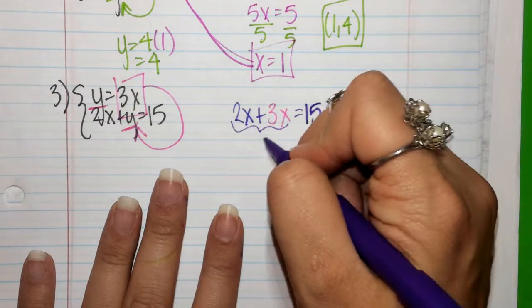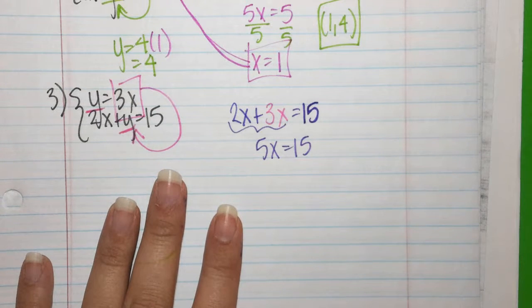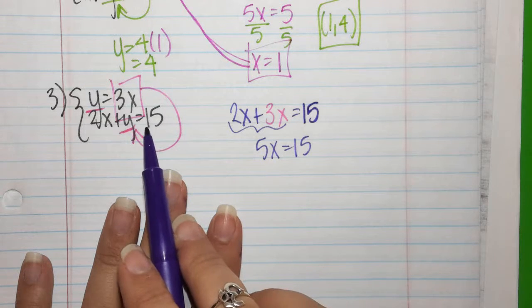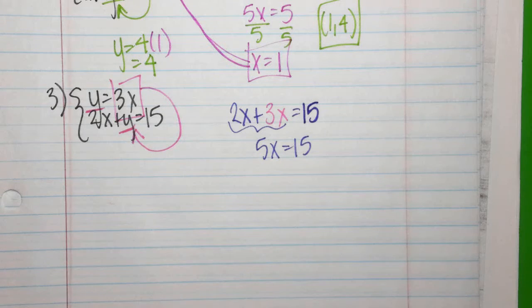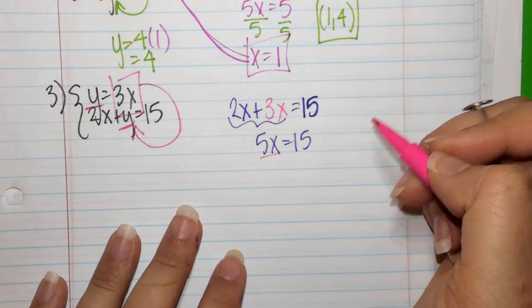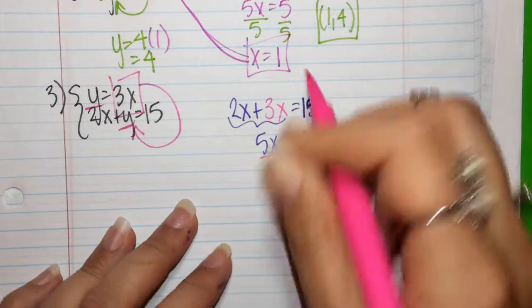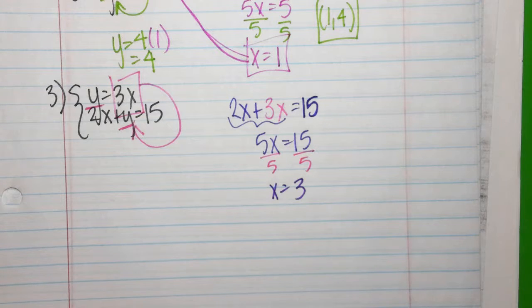Combine like terms, and you get 5x equals 15. I get 2 plus 3, which is 5. What do I do from here? Divide by 5. What number is in front of x? X equals 3. That's right. Alright, now, am I done with my problem?